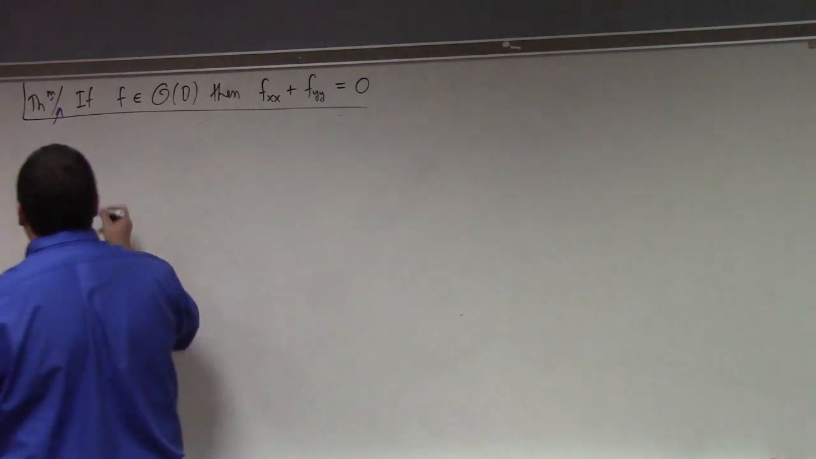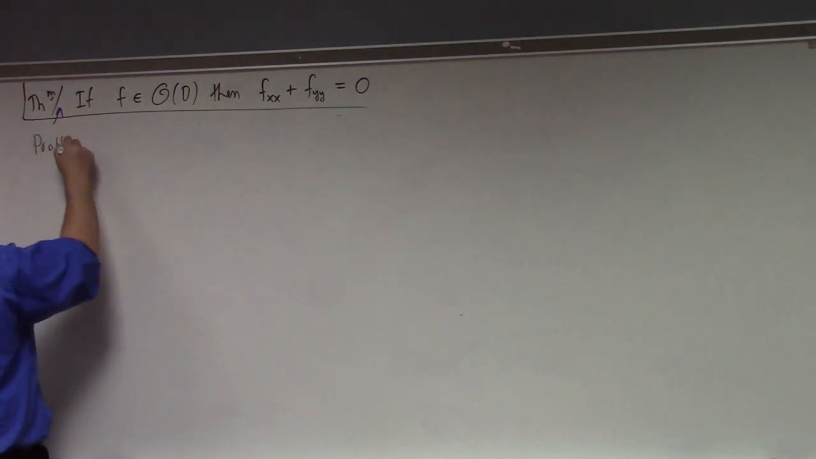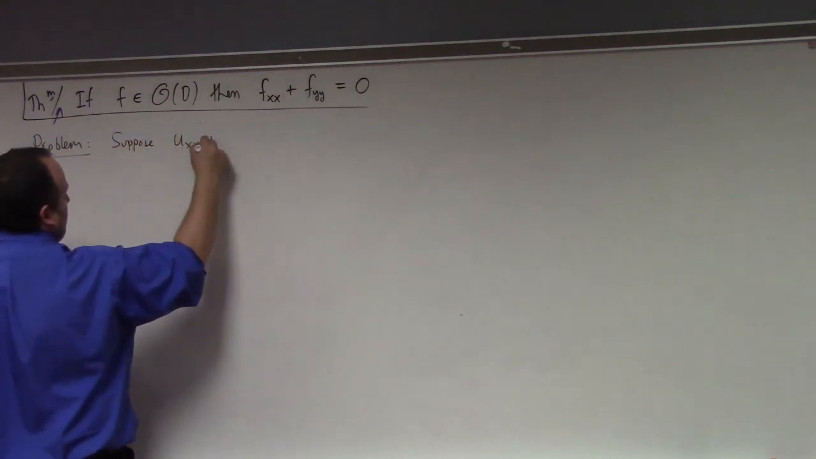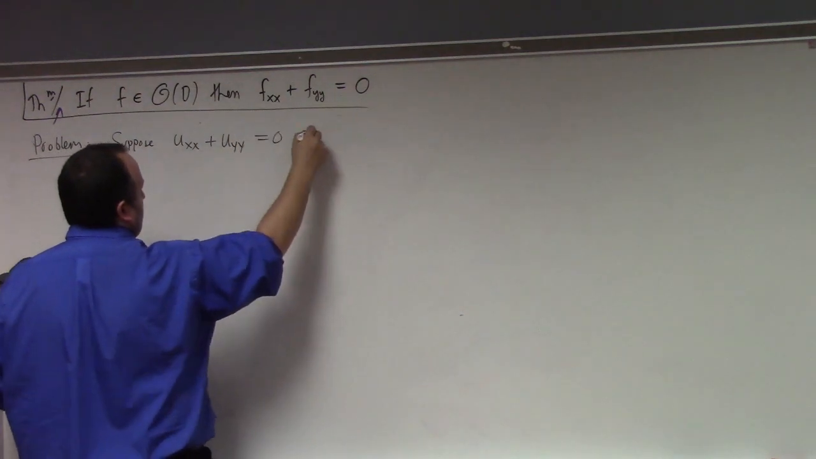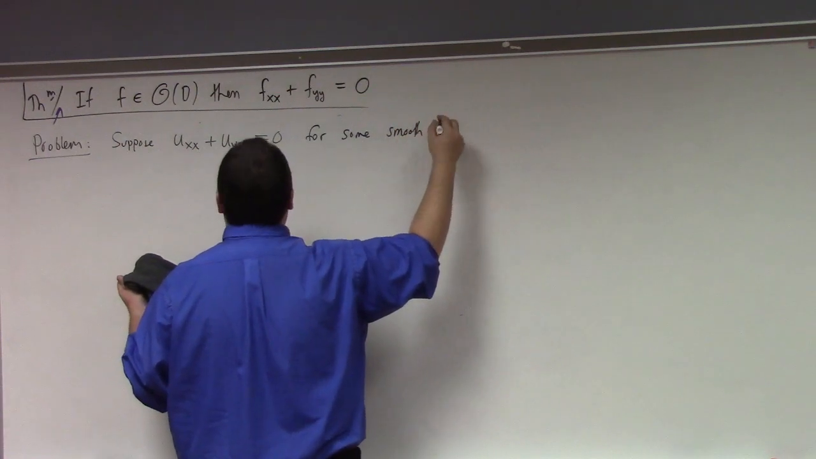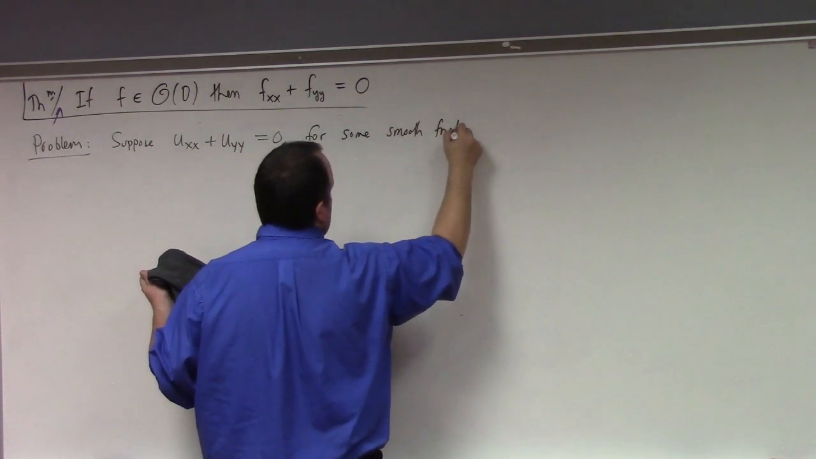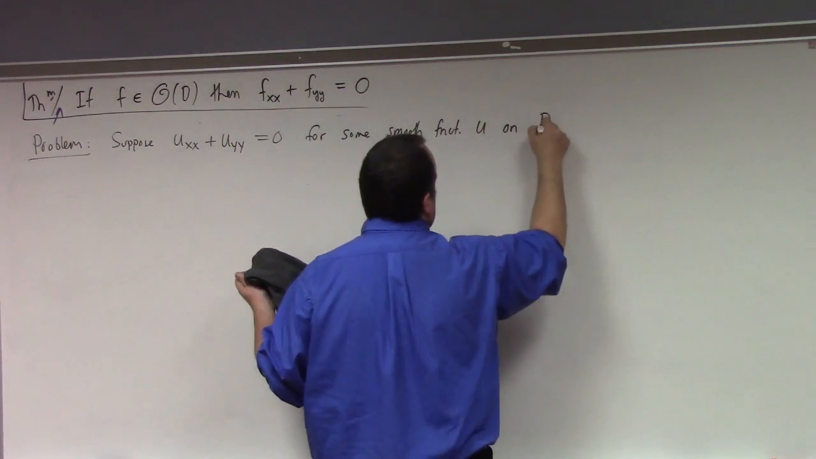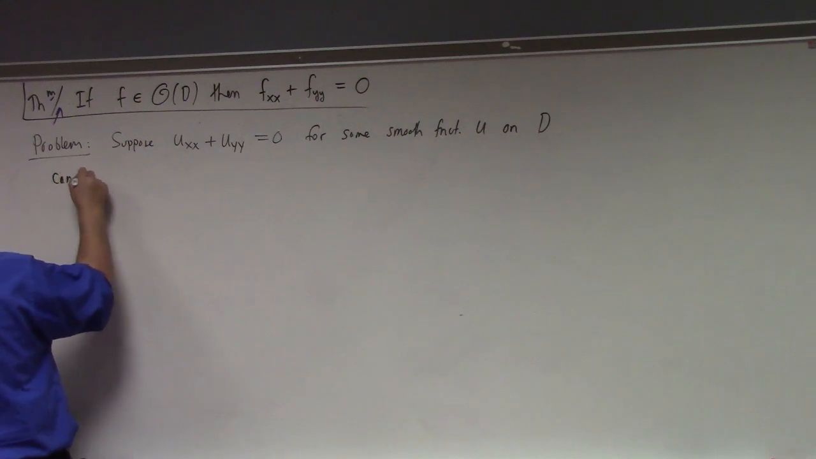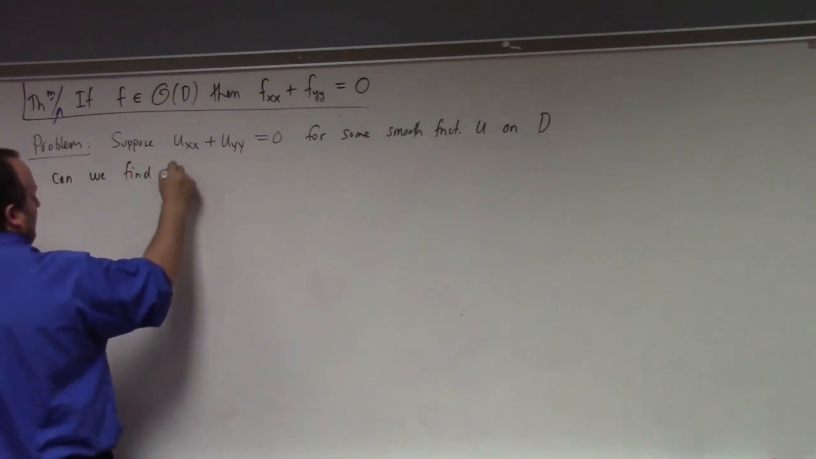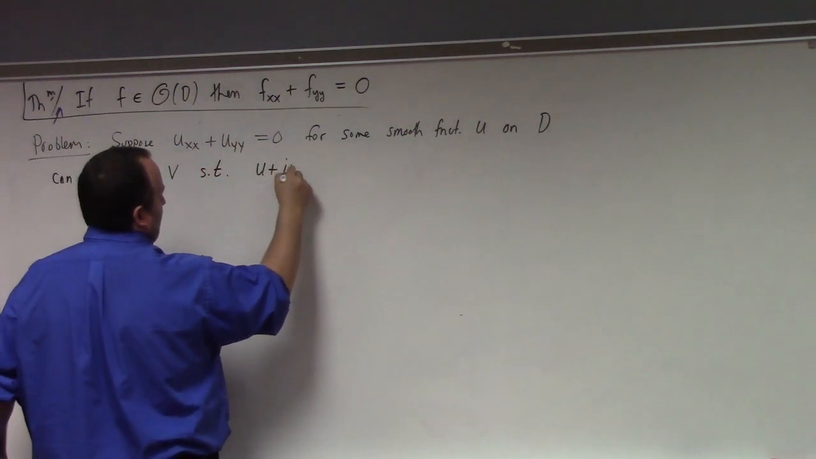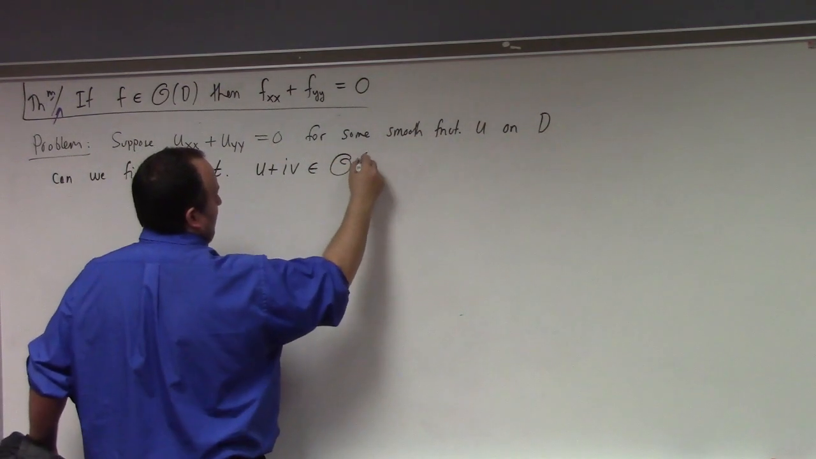So here's the problem. Suppose uxx plus uyy equals 0 for some smooth function u on D, and we'll think of D as a domain. Can we find v such that u plus iv is holomorphic on D?